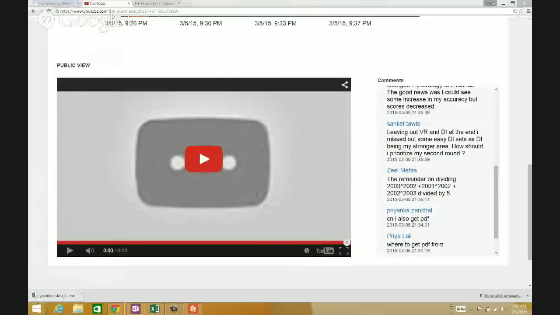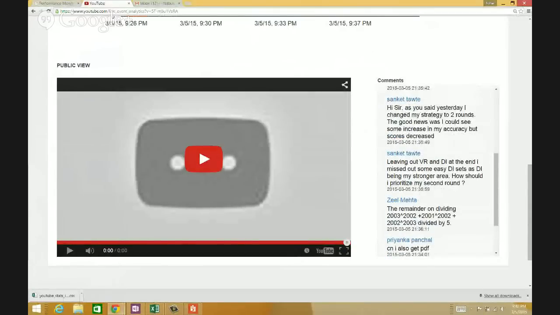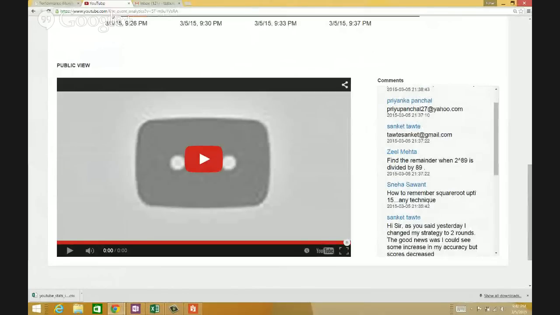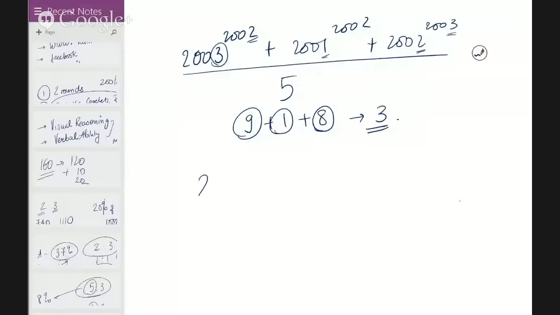Okay. Let's talk further. Remainder when 2 raised to 89 is divided by 89. These are all CAT rules, by the way. But they won't be asked in CET, but just in case you want to know such things, you want the answers to satisfy your pangs.